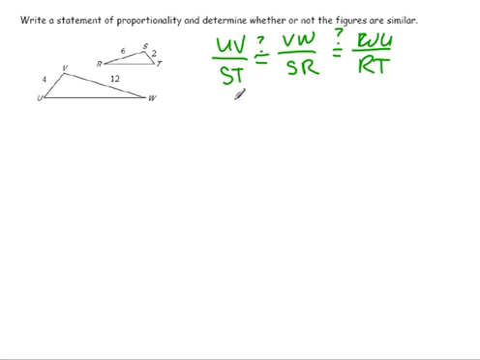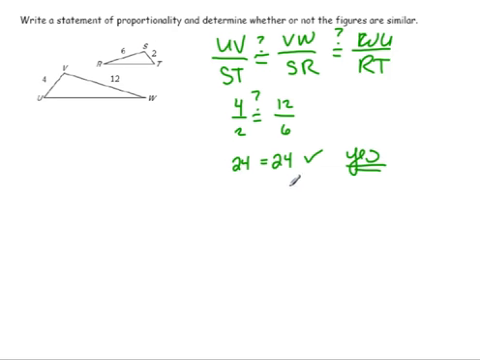So how long is UV? Well, it's 4. How long is ST? It's 2. How long is VW? It's 12. How long is SR? It's 6. So I'm substituting those values in, and in order to see whether these two are equal or not, I'm going to cross multiply. So 2 times 12 gives me 24, and that's going to be equal to 24. Since the two are equal to each other, then yes, these two shapes are similar.